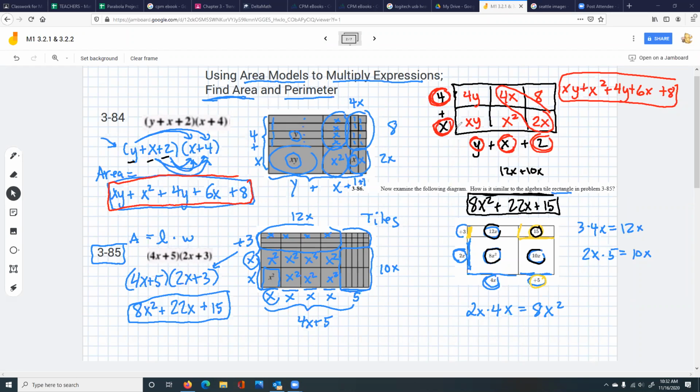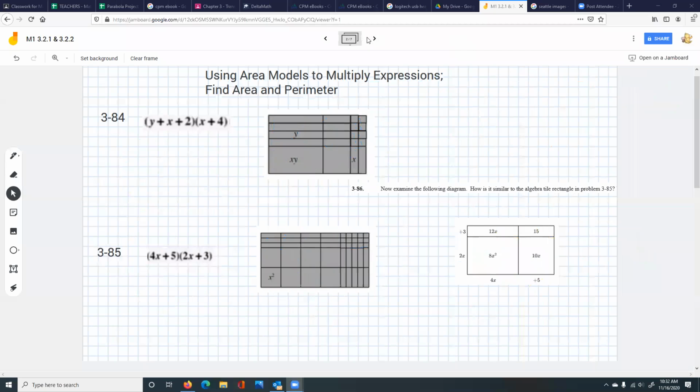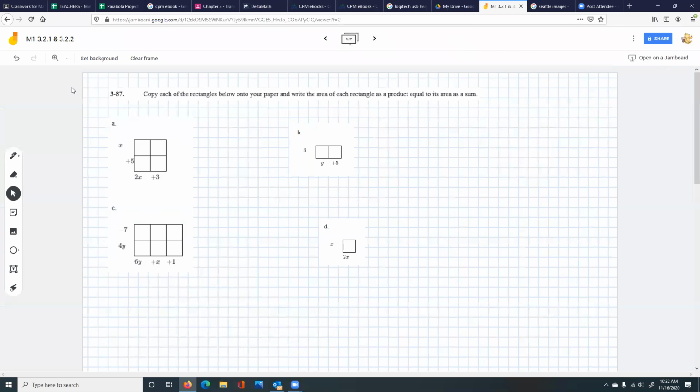All right, I got to clear this screen away. So if you need to take a screenshot, I'll give you a second to do that. All right, next screen. 87. Go ahead and write 3-87 in your papers.